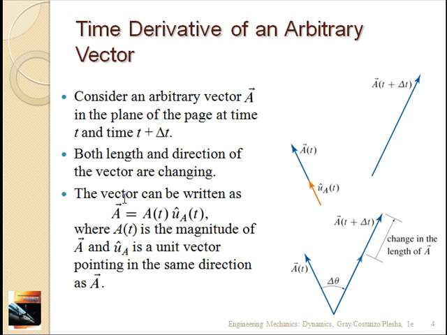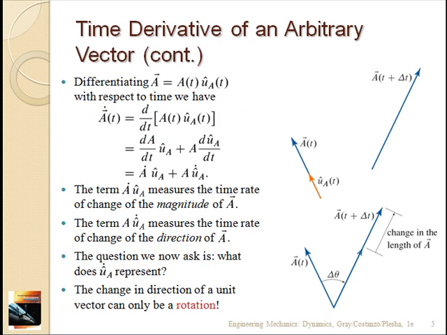We're going to write A as a magnitude, which is time dependent, times a unit vector, which is also time dependent, and then we're going to differentiate term by term. So we write A this way, we take the time derivative of the whole thing, and we use the chain rule to do it piece by piece. The first term is dA dt times u hat sub A, or A dot times u hat sub A. That's the term that deals with the change in the magnitude of A.